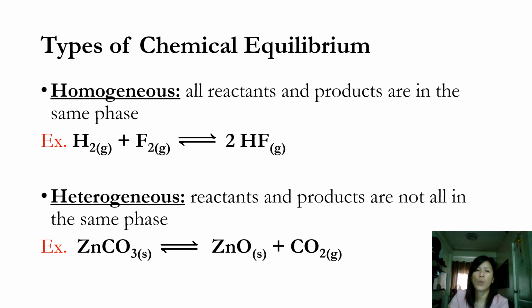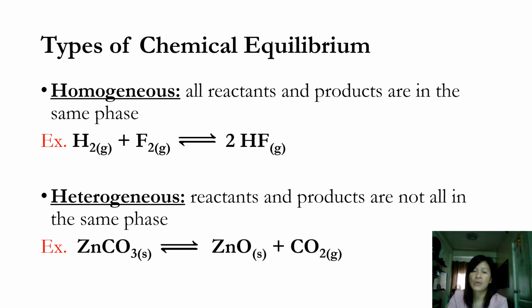Homogeneous equilibrium is when all reactants and products are in the same phase. Like in this example, we have gaseous hydrogen reacting with gaseous fluorine to produce gaseous hydrogen fluoride. So all the reactants and the product are in the gaseous state, and so this reaction is an example of a reaction that exhibits homogeneous equilibrium.